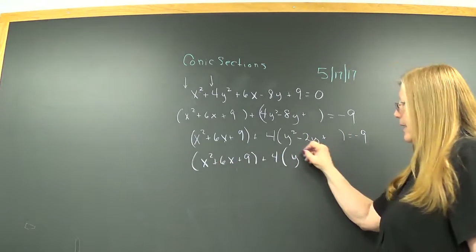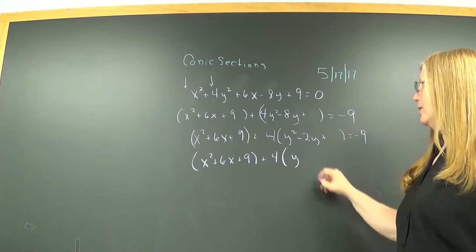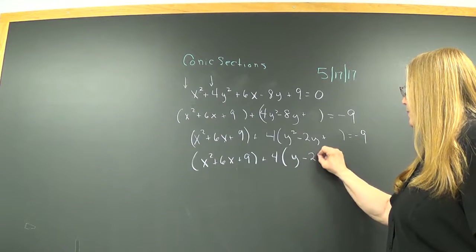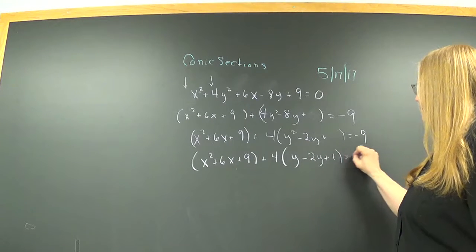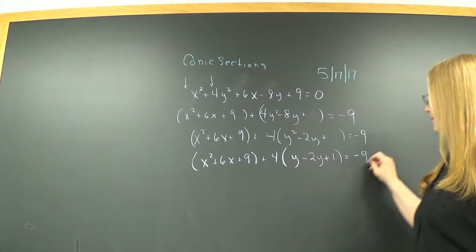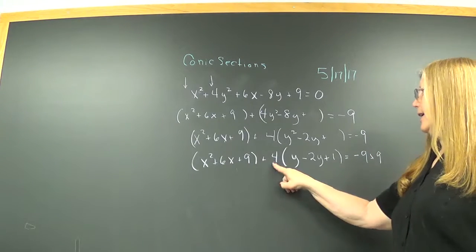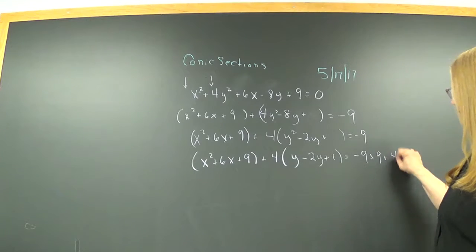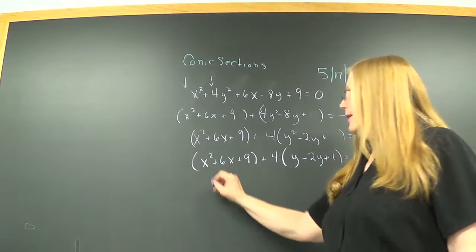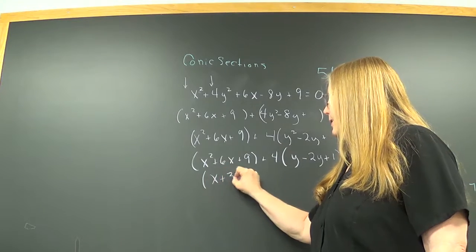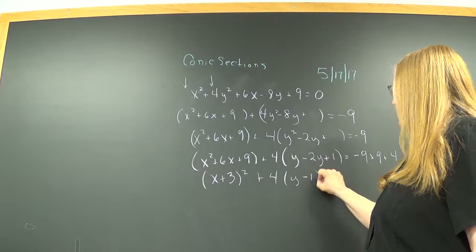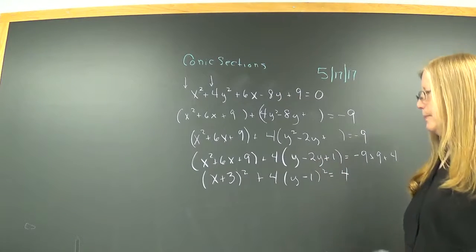Alright. Half of negative 2 is negative 1. Negative 1 squared is 1. And now I have to adjust for the fact that I added a 9 and I added a 4. So over here, I'm going to get a 4. What's the perfect square that I created? X plus 3, y minus 1 equals 4.